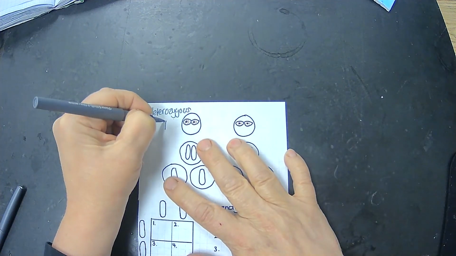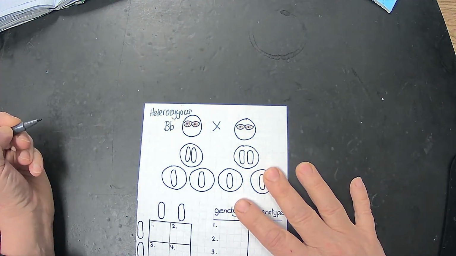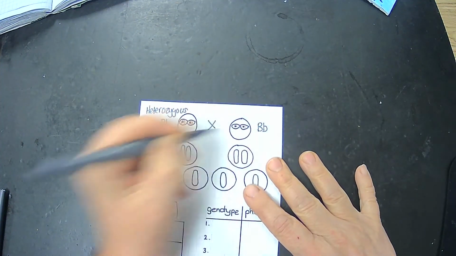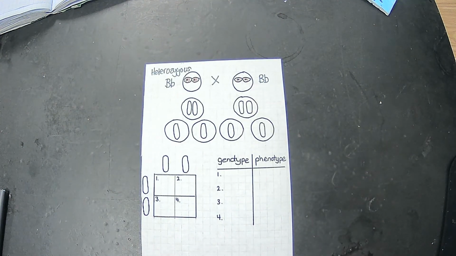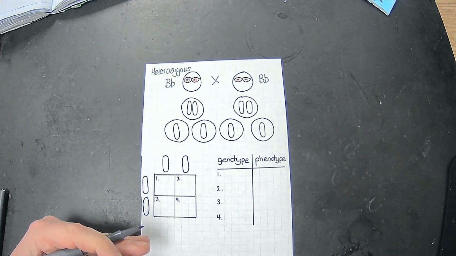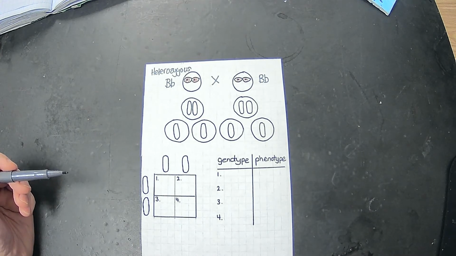This person's genotype is big B, little b. They're going to have children with this person whose genotype is also big B, little b. What is the chance of their offspring, their children, having a blue-eyed baby? I want you to stop the video now, work through this, and then turn it back on and see if you got it right.